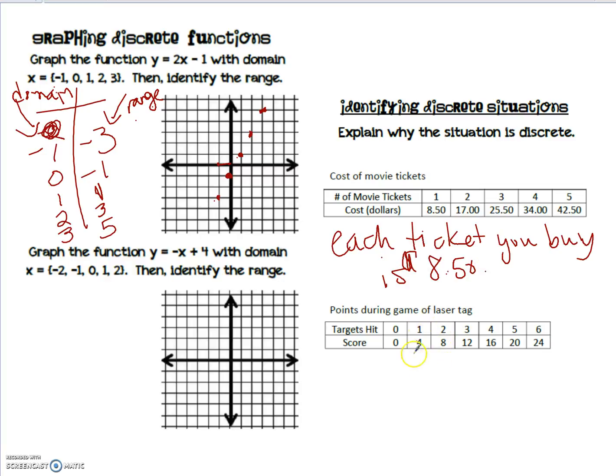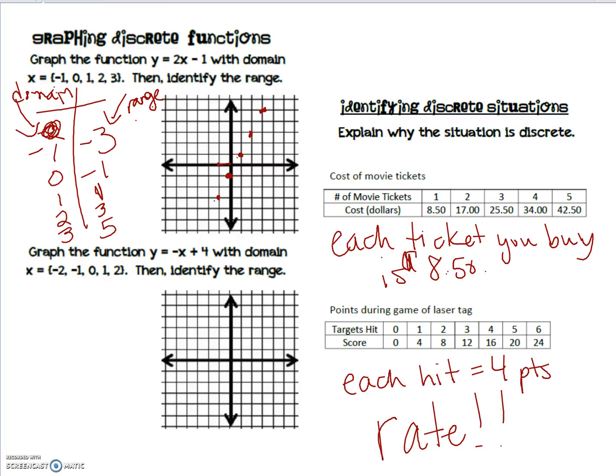So why don't you think about the idea of a game of laser tag, okay? If 0 hits, your score is 0. 1 hit is 4. 2 hits is 8. So we would think about that as each hit is 4 points. Okay, so with discrete, you really look at some kind of rate going on. So think about a rate.